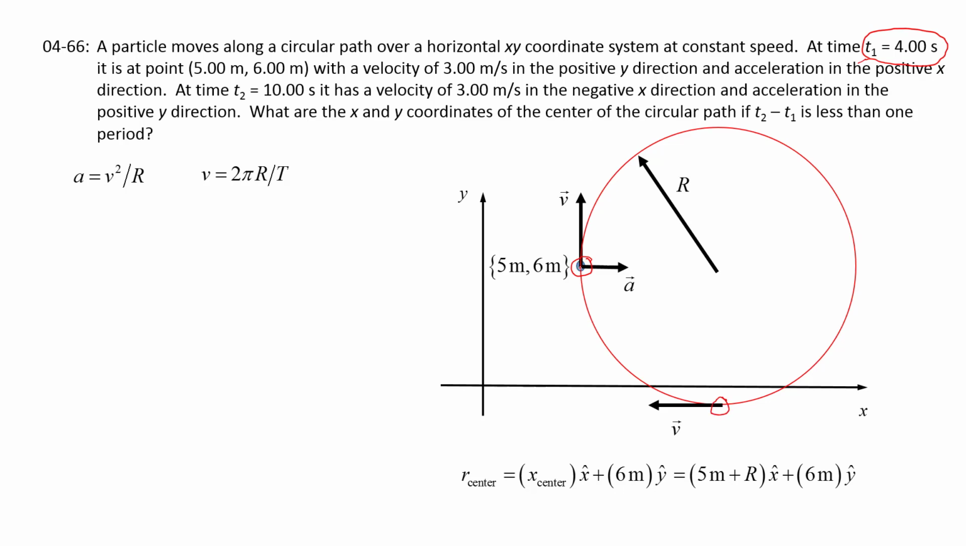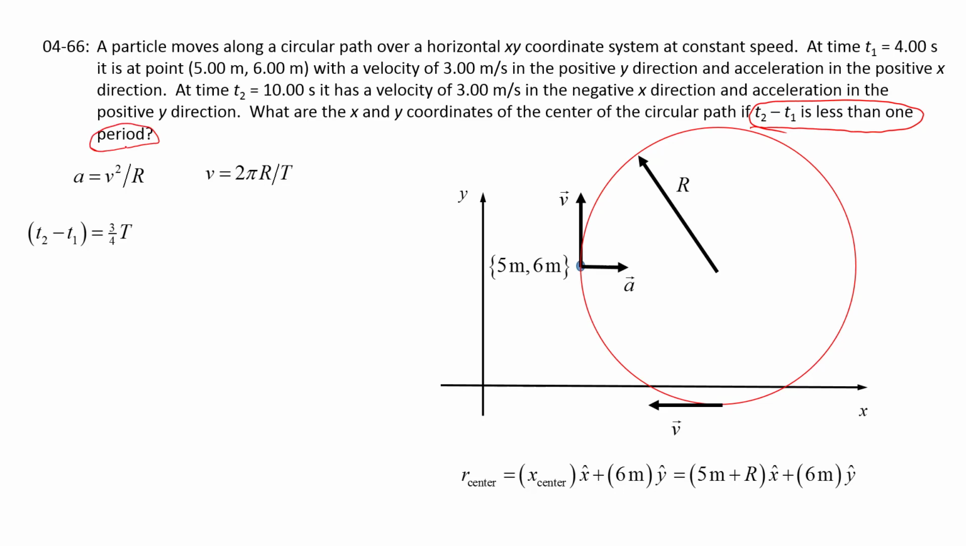And so, in fact, the particle's gone 3/4 of the way around the circle when it gets to this point. And so we can write down that the difference in those two times is actually 3/4 of a period. And that gets at this last piece here that says T2 minus T1 is less than 1 period. So what was that about?